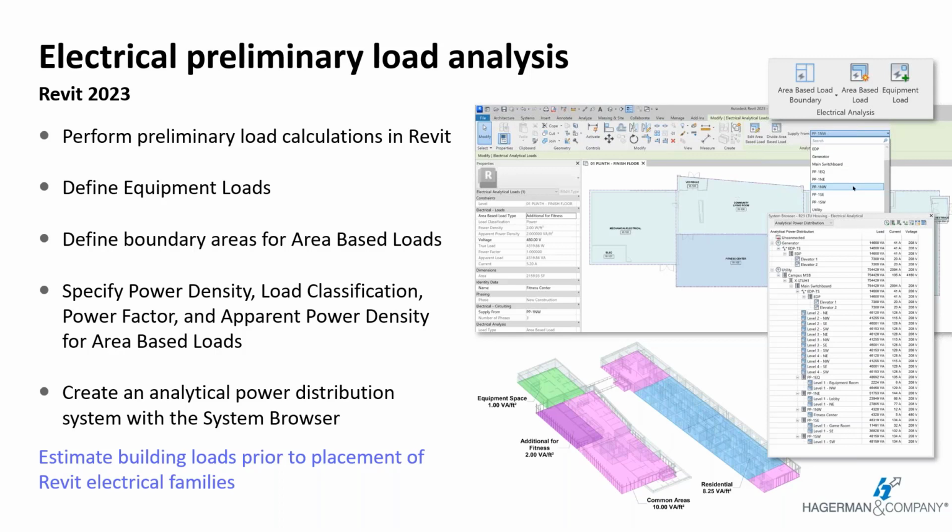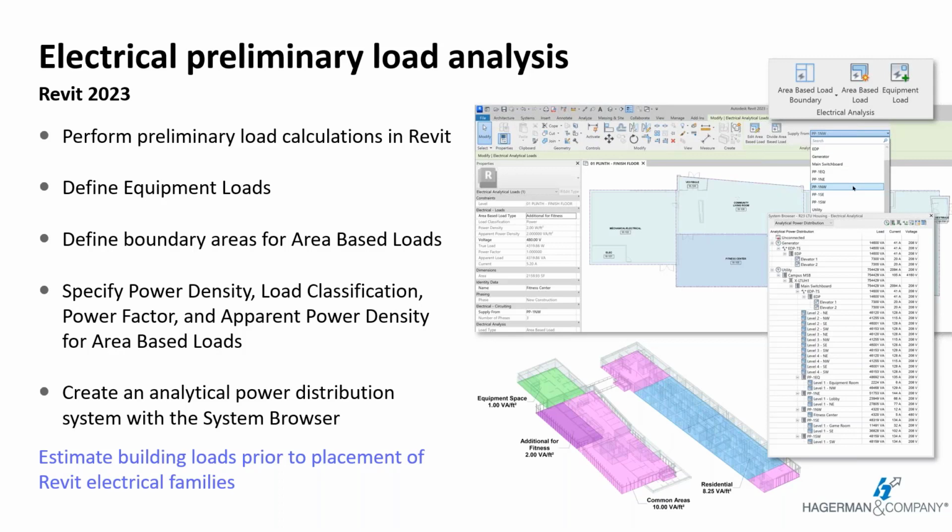You can select an area-based load and specify the electrical analytical load. You can then estimate building loads throughout the distribution system without placing any physical Revit electrical families in the project. So you're kind of enabling a conceptual approach to electrical analysis and planning within Revit.